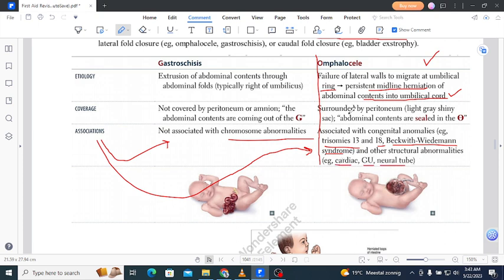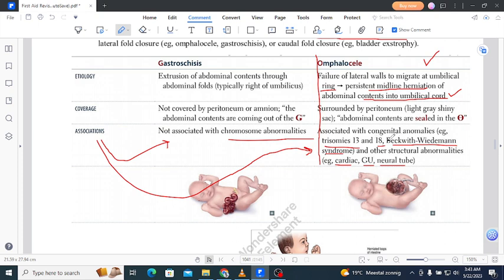Now, keep one thing in mind. There is a very common practice among medical students that whenever they are supposed to associate a congenital chromosomal abnormality with some disease, Down syndrome is the first association that comes to mind. If I'm saying that there is a problem with the child and some syndrome associated with a chromosomal abnormality, the first thing that comes to my mind is Down syndrome. But remember, Down syndrome is not associated with omphalocele. It is Edward syndrome, Patau syndrome, and Beckwith-Wiedemann syndrome that may be associated, but not Down syndrome.